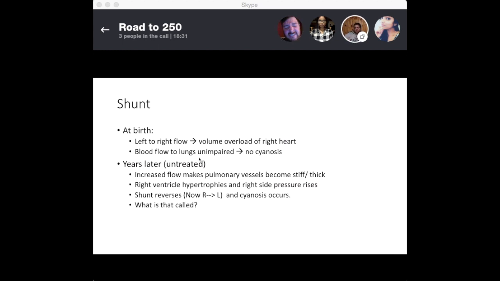What is that called? When cyanosis occurs later on in life due to right ventricular hypertrophy and right side pressure rise? Eisenmenger syndrome. So that's typically where we're going to head to after we go through all that. We'll talk about Eisenmenger syndrome at the very end.